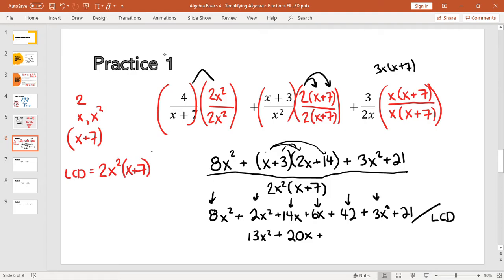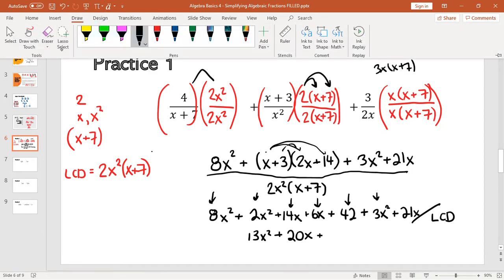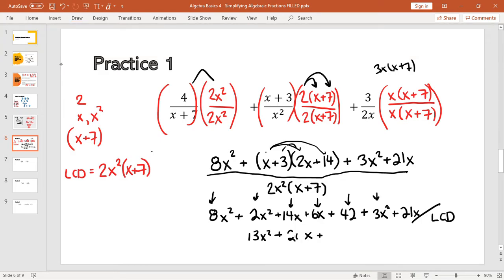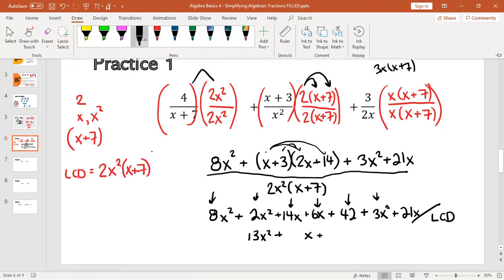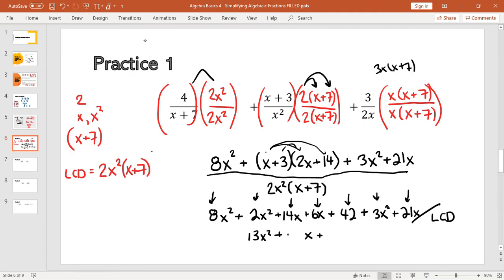plus, oh, I just realized I made a mistake. When I distributed the 3x, I forgot to put this on. So I caught myself that time. Doesn't always happen. I definitely make mistakes. Definitely email me if you find a mistake in this. So I'm just going to erase that 20x. That term is going to change. So we had 14 plus 6 is 20, and now we're going to add that 21 in and get 21x, and we just had the plain 42.